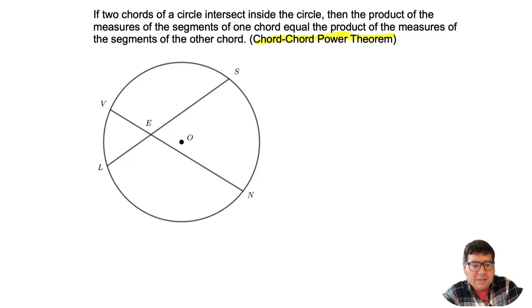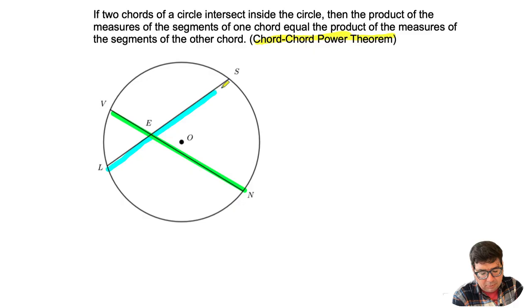Okay, so this theorem is saying that if you have two chords, so here's a chord, VN, a chord goes from one side of a circle to the other without going through the middle. And over here, you have another chord, LS, another segment going from one side to another. Typically not through the middle.